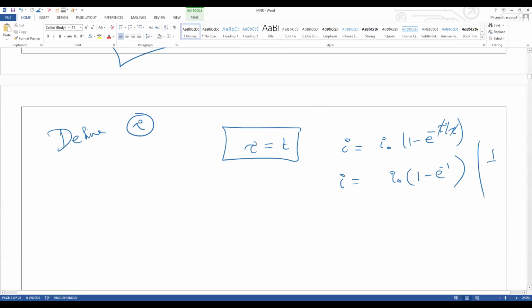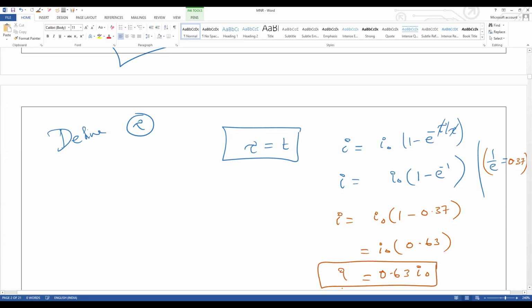So can you tell me, e power minus 1 means 1 by e. 1 by e value, how much? Nobody knows. It is 0.37. I taught you already. So I is equal to I naught into 1 minus 0.37, which is equal to what? 1 minus 0.37, which is equal to what? 0.63. So I is equal to 0.63 times I naught.